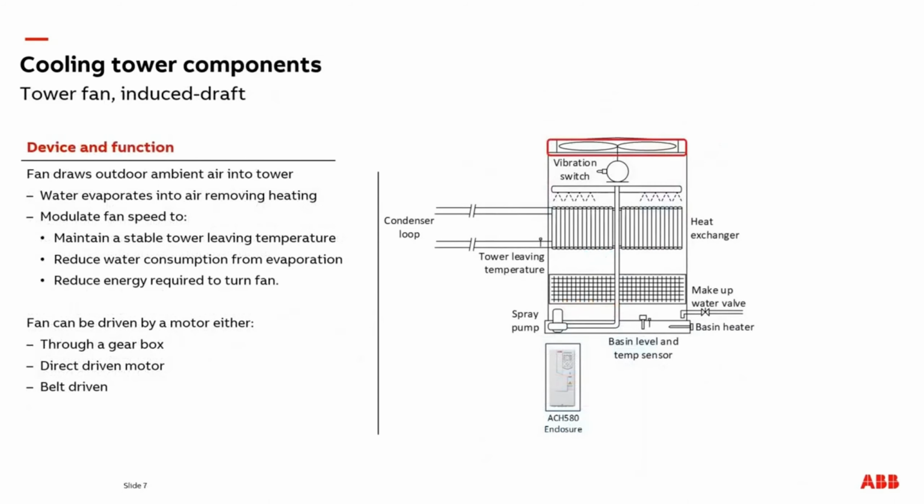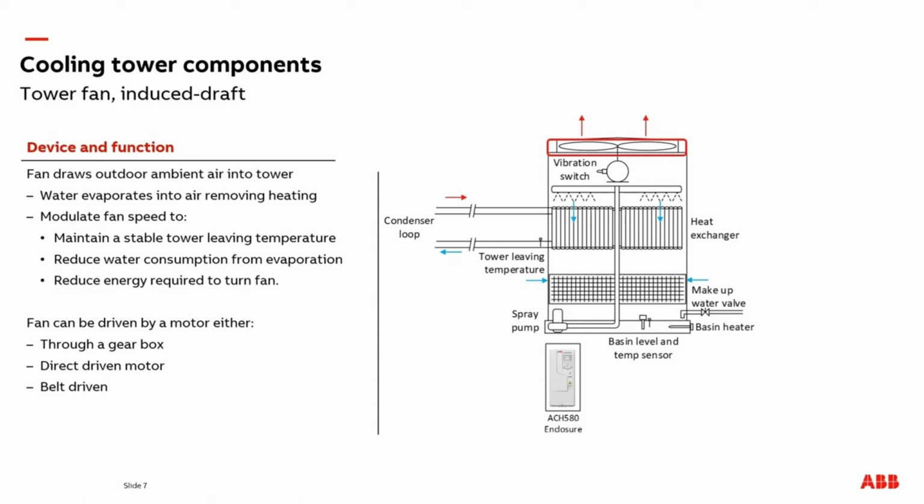In this system configuration, warm condenser loop water enters the tower, passes through the heat exchanger, and returns to the condenser loop. The tower fan draws in dry, outdoor air up through the tower and rejects warm, moist air out the top. With a variable frequency drive controlling the tower fan, we can maintain a more stable tower leaving temperature set point, reduce the amount of water consumed through evaporation, and significantly reduce the energy required to turn the fan.